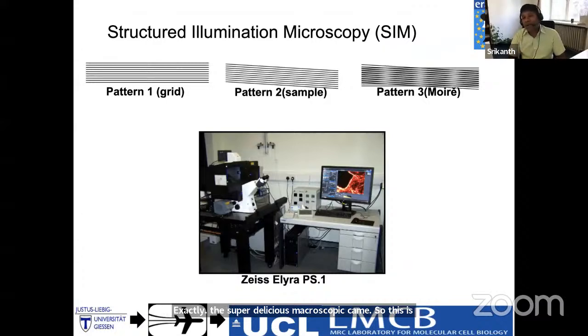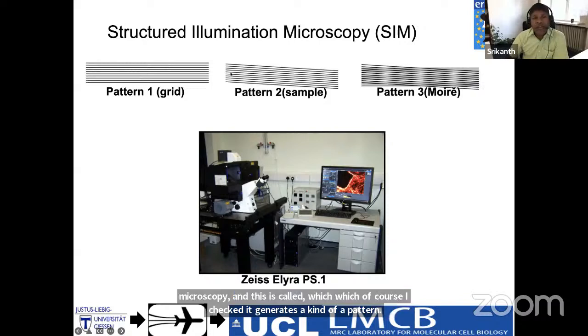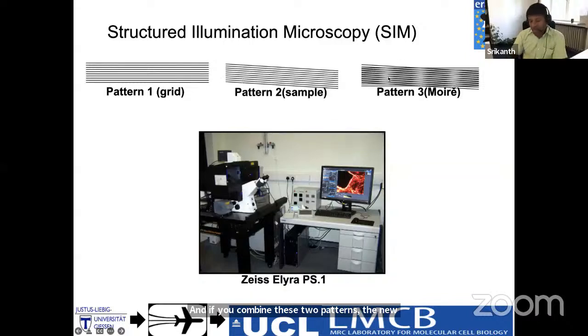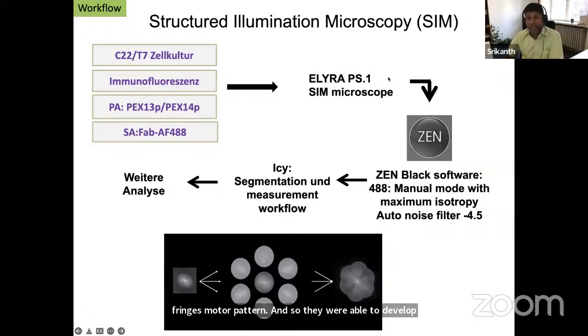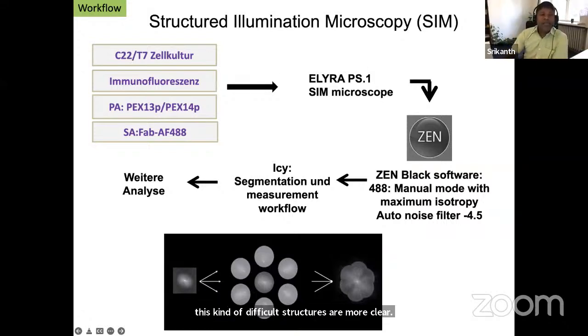So this is one part, called SIM, structured illumination microscopy. It generates a pattern, called pattern one, and then generates another pattern, pattern two. If you combine these two patterns, you get what is called a Moiré fringe pattern, and that is how they are able to resolve these difficult structures more clearly. I used cell culture, COS-7 cells, with regular immunofluorescence labeling, and a special microscope, the ELYRA SIM from Zeiss, with its software.